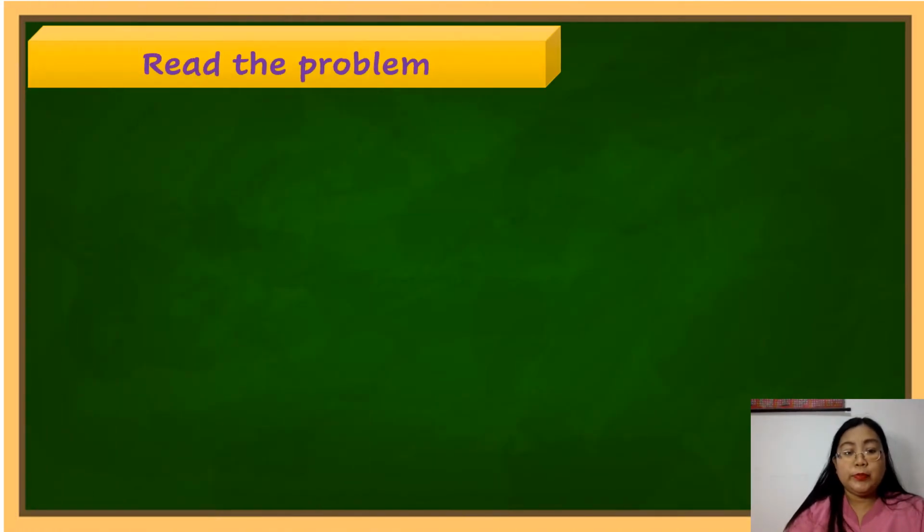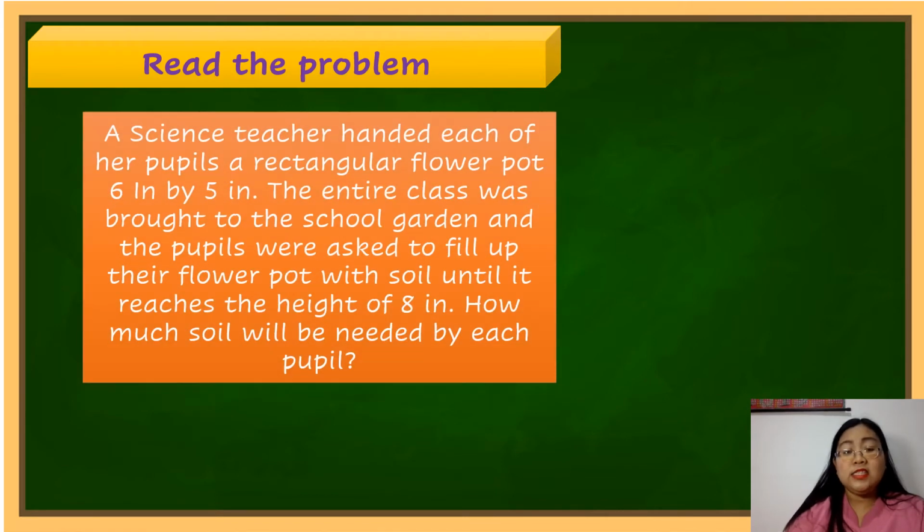Let us read the problem. A science teacher handed each of her pupils a rectangular flower pot 6 inches by 5 inches. The entire class was brought to the school garden and the pupils were asked to fill up their flower pot with soil until it reaches the height of 8 inches. How much soil will be needed by each pupil?